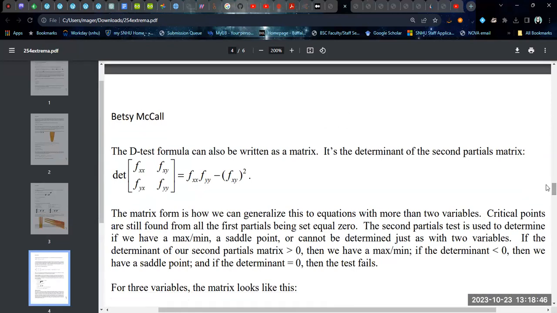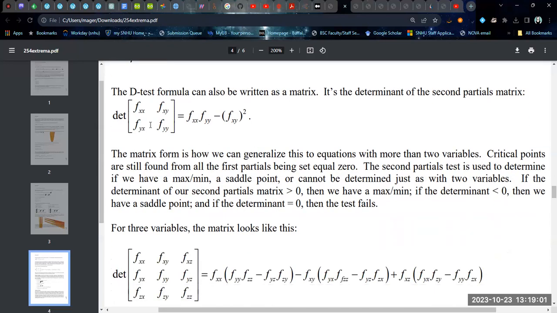Now, in order to do three variables, you have to bring in a little bit of linear algebra. Again, this is typically not covered in a multivariable calculus course, but I was curious about it, so I investigated. The D-test formula can be written essentially as a determinant. You put your second derivatives that you take for x and for y, your mixed partials are on the opposite diagonal, and the one-variable cases where you did the same variable twice are on the regular diagonal. And then you take the determinant, which is these two minus these two. And so you end up with this formula.